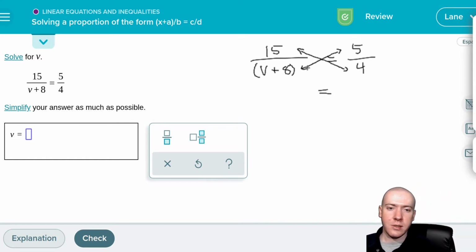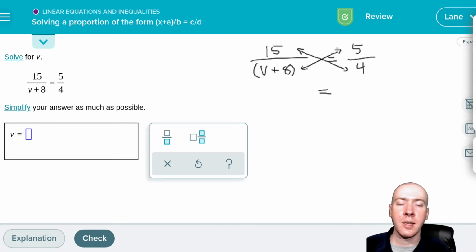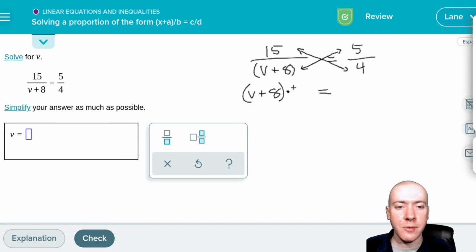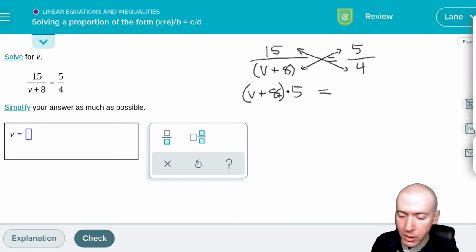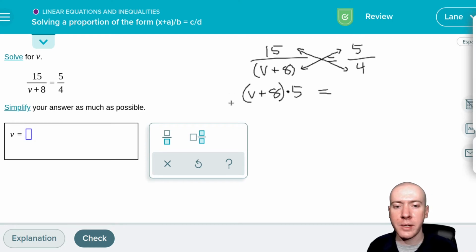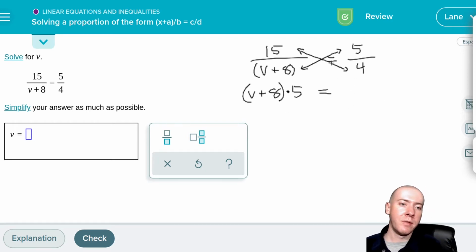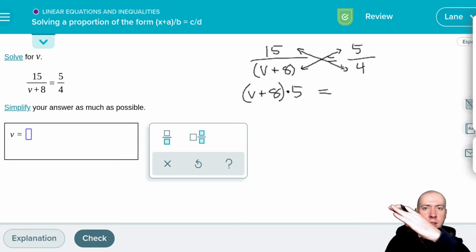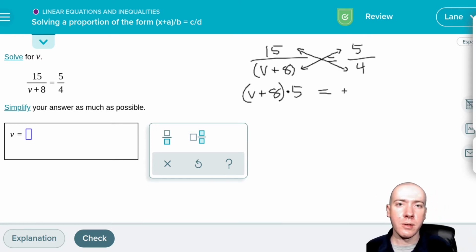So on this left-hand side, I'm going to put the multiplication going like this, which is v plus 8 times 5. So I'm going to write that right here. V plus 8 times 5. I'm using this dot to represent multiplication. You could use the little x, or you could put just the 5 by itself in the front of the parentheses. That would mean the same thing. On the other side of the equal sign, we're going to put the result of the multiplication from the line that goes like this. 15 times 4, okay?